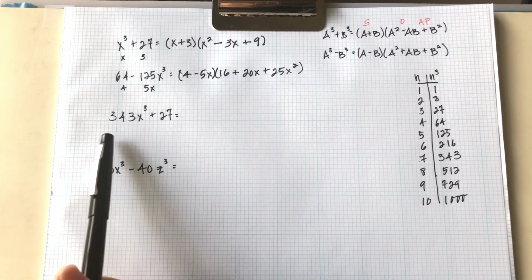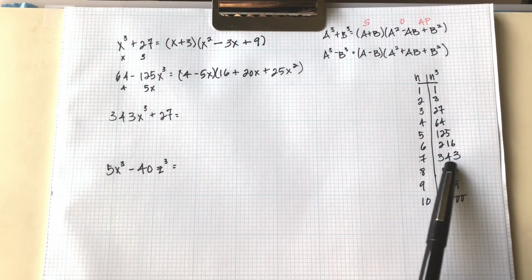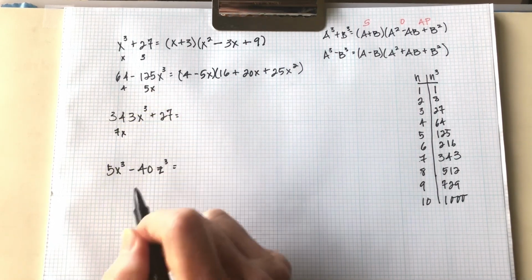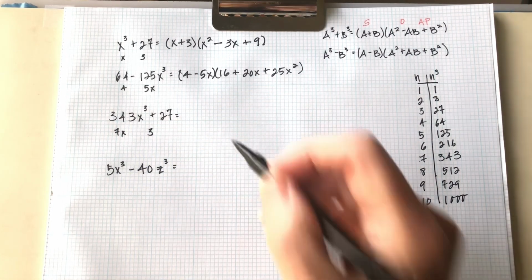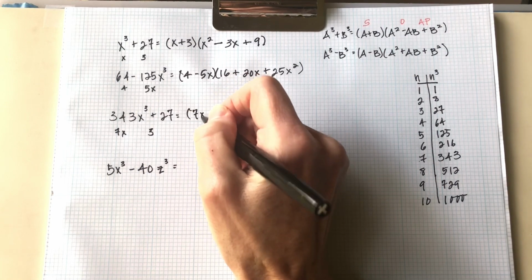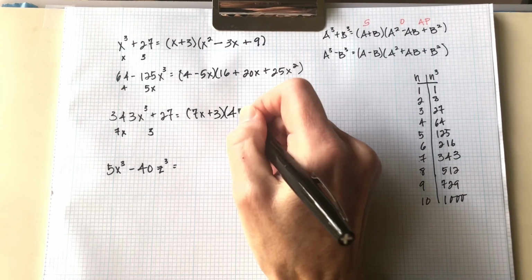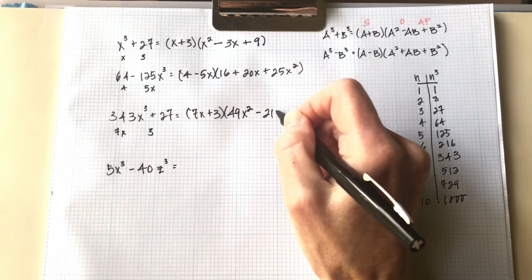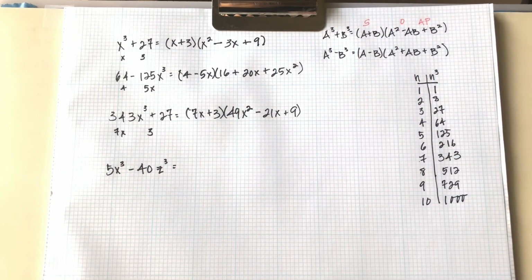All right, our next problem, 343x cubed plus 27. So 343, that's the cube of 7. So our a term would be 7x, and our b term is 3. So for this one, we're going to have 7x plus 3 times 49x squared minus 21x, and then plus 9. And that's the final answer for that.